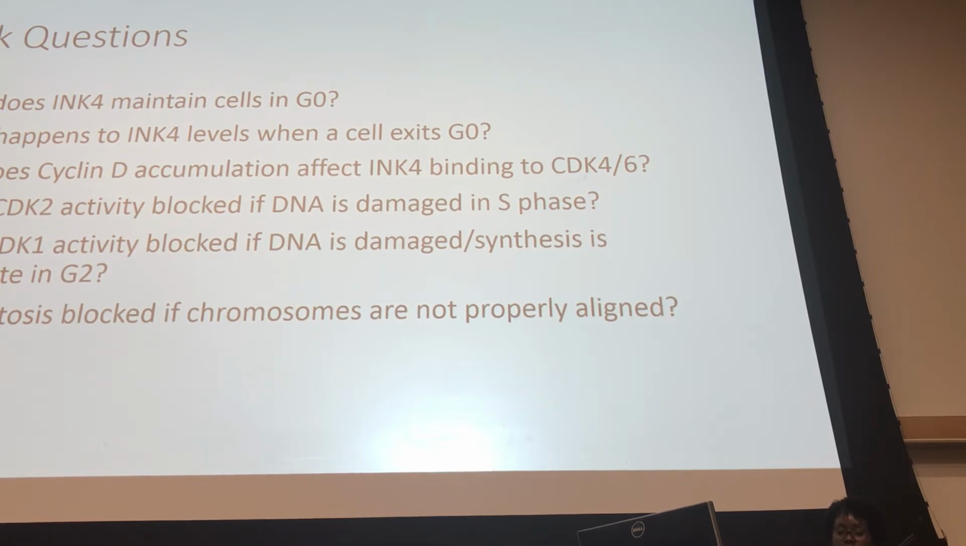And then for the third question, what happens as cyclin D levels start to rise? It'll get to a critical mass where it'll start displacing the INK4. And we also saw that the INK4 levels go down in the proliferating cells. Coupled with that, as the levels of cyclin D go up, it can displace the INK4 binding to CDK4 and CDK6.